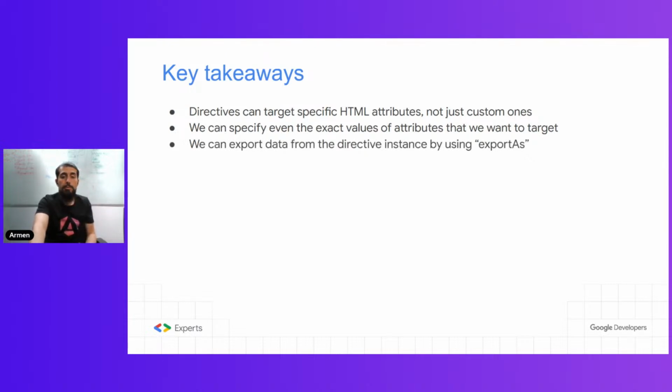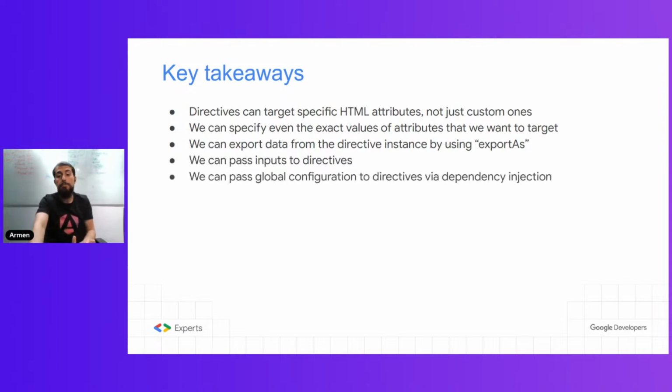We can also export data from a directive instance by using the exportAs metadata. You can stick to the directive instance and just use the data from it in the parent component, which can be useful in different scenarios, as we saw. Oh, and we can also pass inputs to directives. Well, most of us already knew that, but it can become handy.